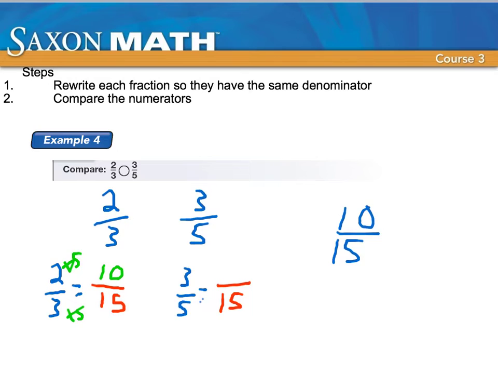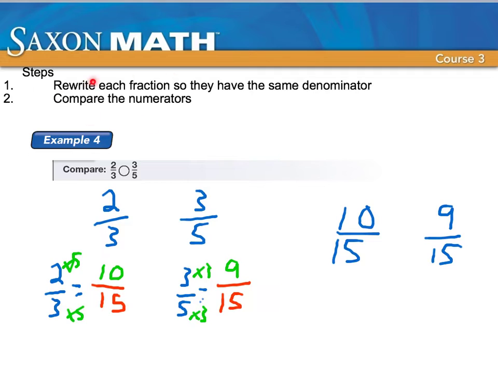I'm going to do the same thing for 3/5. I'm going to convert it into some number of 15ths. Okay, so I need to figure out how many times does 5 go into 15. Well, I take 5 times 3 to get 15. I have to do the same thing to the top. 3 times 3 is 9. Okay, so my new fraction there is 9/15. So what I did is I took 2/3 and changed it to 10/15. And I took 3/5 and changed it to 9/15 because those are much easier to compare.